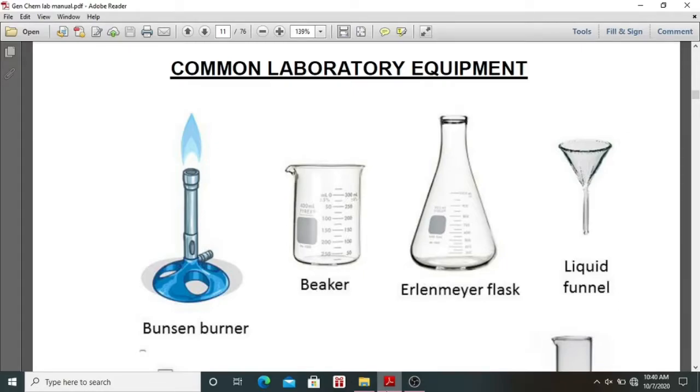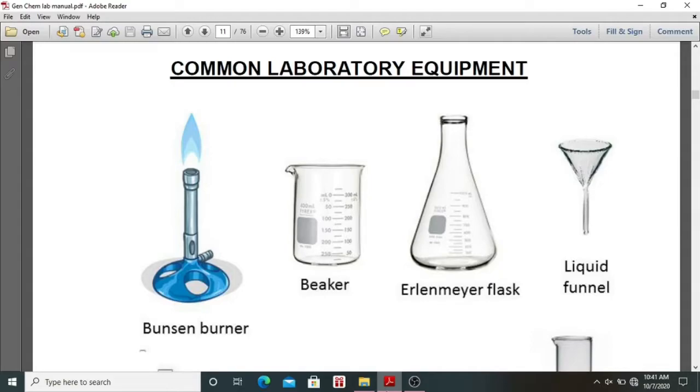So this is Justin Bibilen, and today we're going to discuss some common laboratory equipments that we can see inside the laboratory. This is very important because as we are going to have our experiment, we will be dealing with a lot of laboratory equipments and apparatus so that we will be able to make the experiment easy and at the same time convenient.